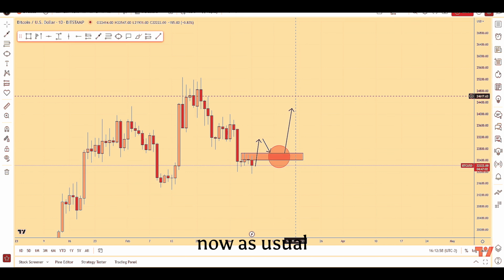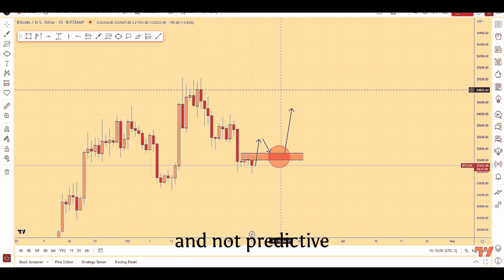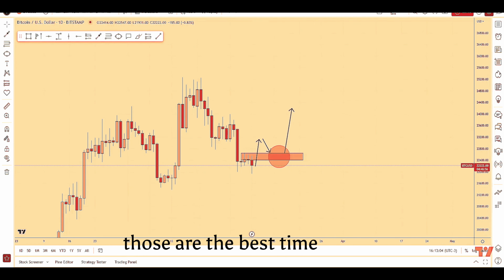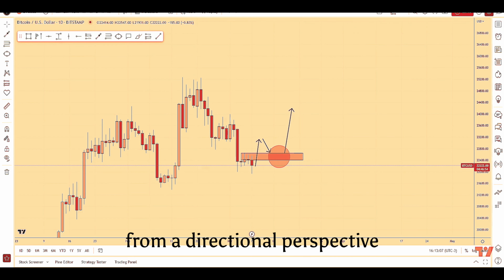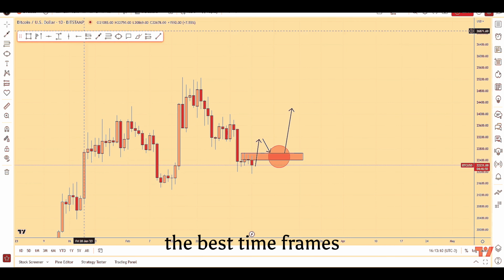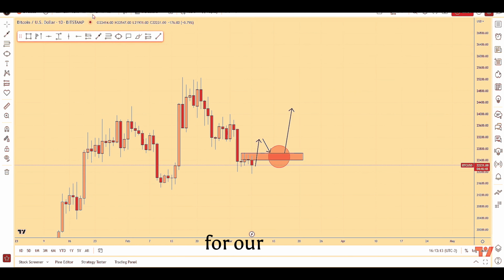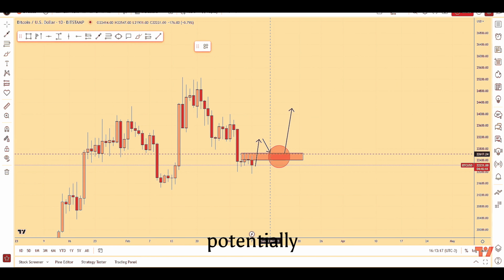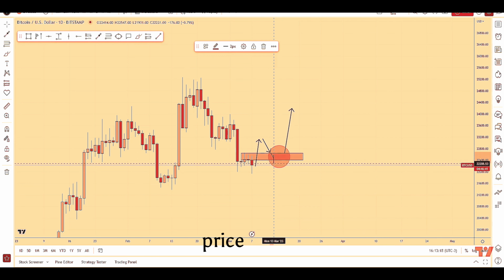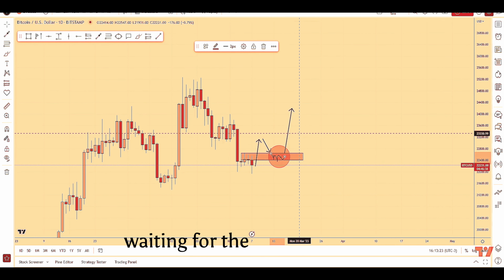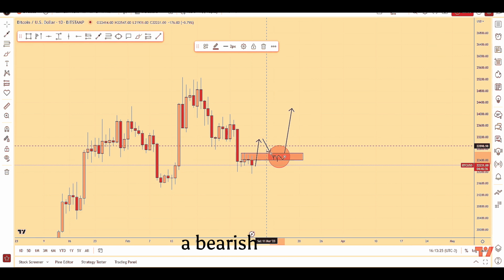Now, as usual, trading is reactive and not predictive. The monthly, weekly, and daily, combined with the on-chain data, those are the best time frames from a directional perspective. However, when it comes to confirmations and entries, the best time frames are the intraday time frames, so 4 hour and lower. Therefore, what we could be doing, potentially also with students, is monitoring price action from an intraday perspective during this move to the downside, waiting for the market to shift from an intraday bearish market as we would have to an intraday bullish market.